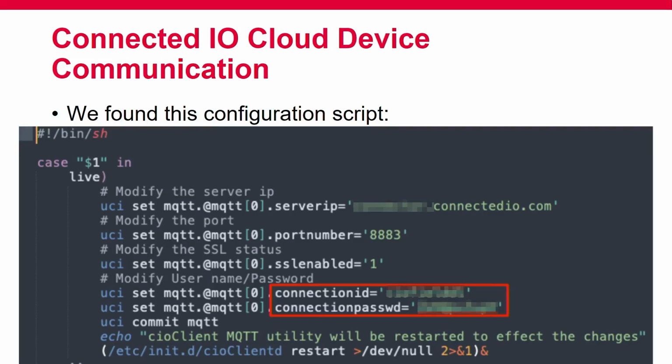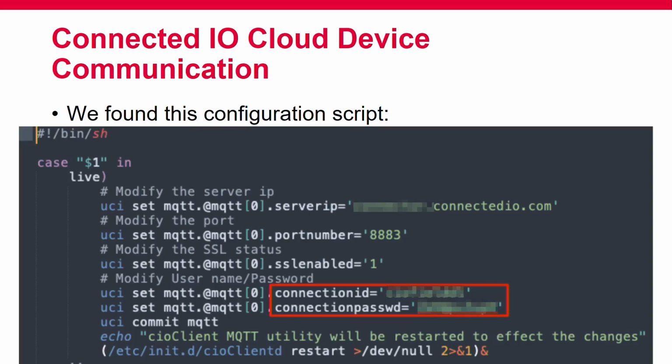So from looking at the firmware of connected I/O's 4G routers, we discovered this very cute configuration script that actually dictates an IP address for an MQTT broker, which, like we've said before, could be used for cloud communication. And what's even funnier, a connection ID and password, meaning a username and password for this connection.